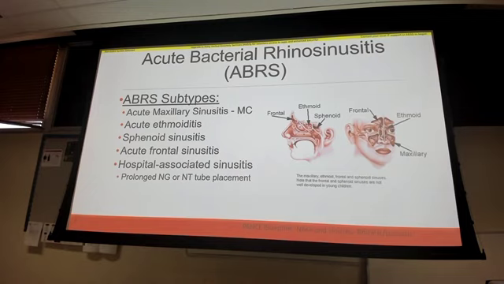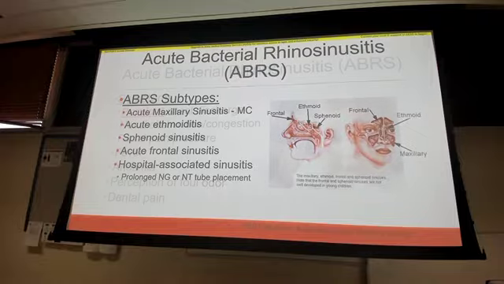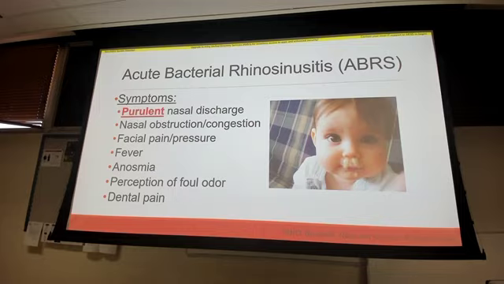Acute ethmoiditis, sphenoid sinusitis, acute frontal sinusitis, or it can be a hospital-associated sinusitis if the patient was recently hospitalized. So these patients will present with purulent nasal discharge, maybe some obstruction, congestion, that facial pain, pressure. So that's also equivalent to sinus pressure. So if you see that, that's the same thing as facial pressure, sinus pressure.